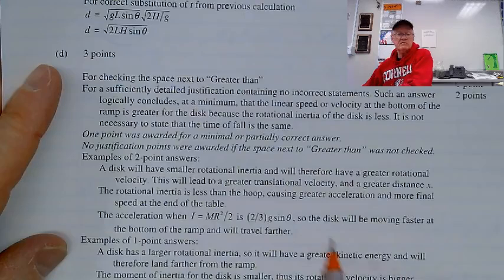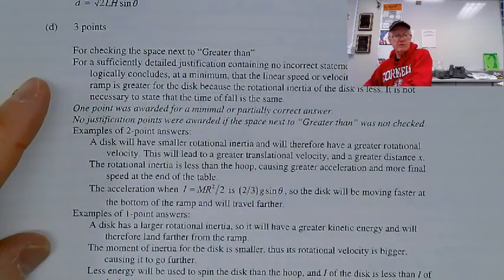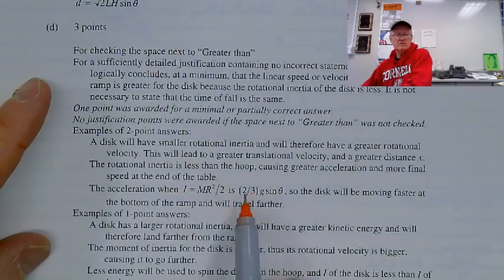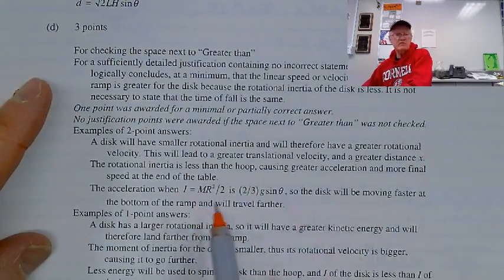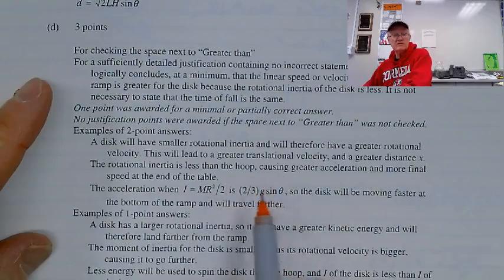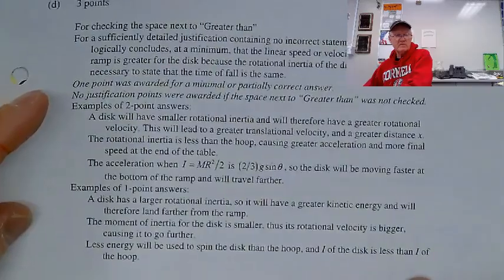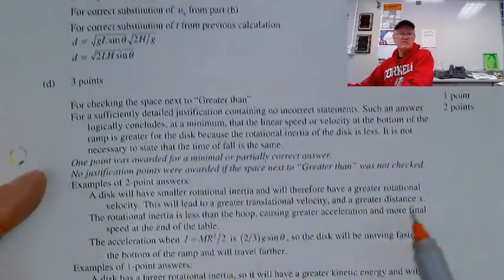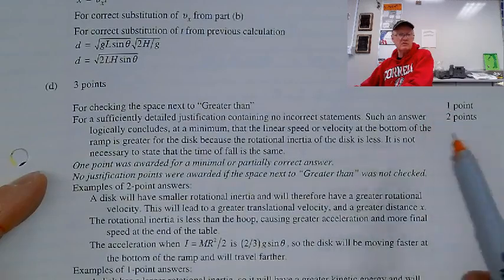Oh, look, here's mr squared. When I is mr squared over 2, there goes 2/3 g sine theta. So you could do it if you remember the expression for I for a disk, mr squared over 2. So the disk will be moving faster. There's an example where you could use math, and if you used a correct expression for that, that would be a suitable argument. Now, there were some one-point answers. This is a 2-point response right here. You have 1 point for checking greater than, 2 points for a healthy argument. They did have some examples of 1-point arguments that weren't quite up to snuff.